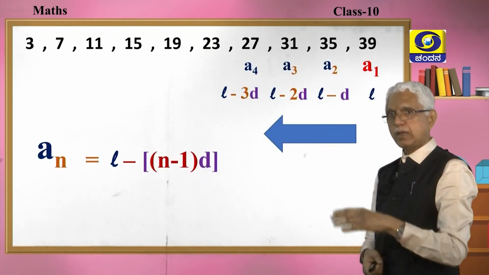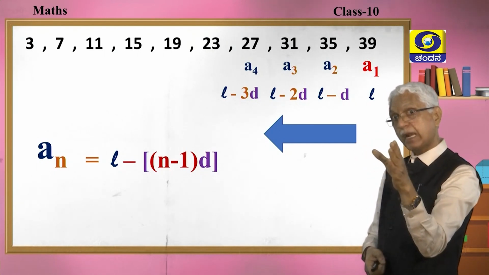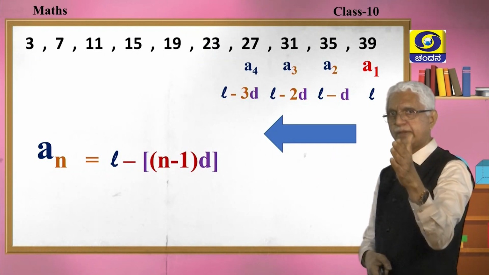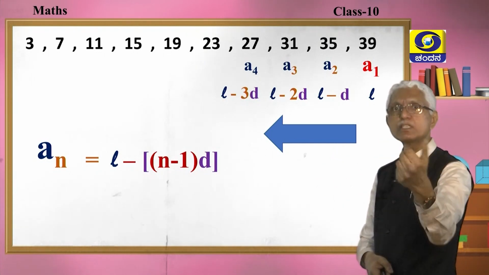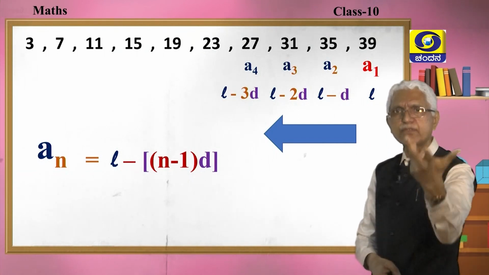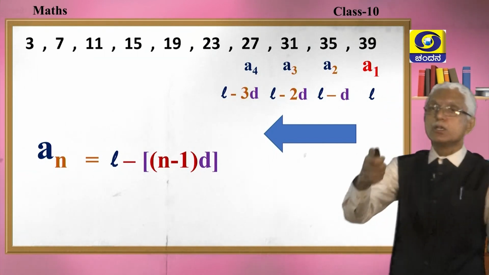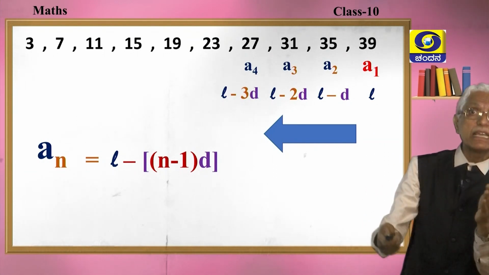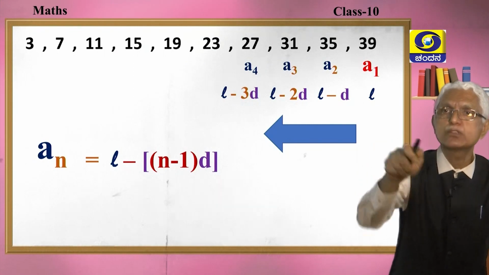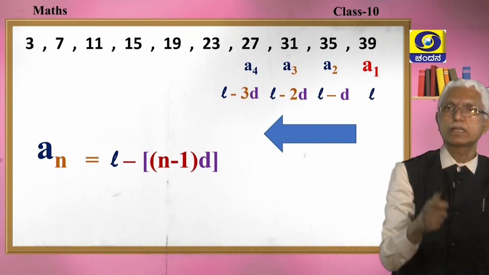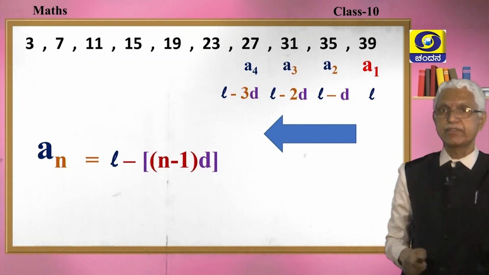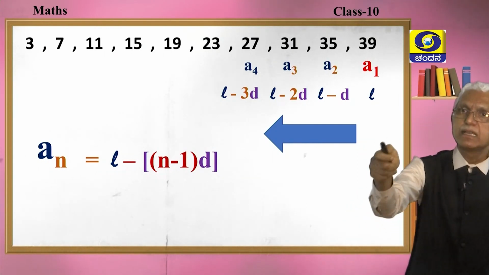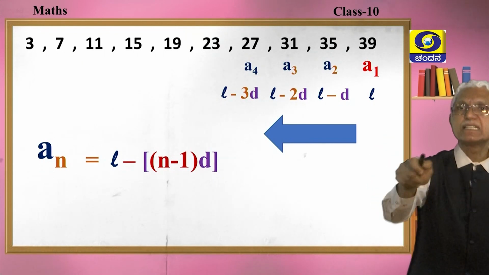L is the last term. How did you get 35? Subtracting the difference. What is the difference? Can anyone tell me? 3, 7, 11. Sir, 7 minus 3 is 4. Difference is 4. Sir, 19 minus 15. Difference is 4. Yes, common difference is 4. So, 39 is the last term. What is the preceding term? L minus D. 39 minus 4, 35. 35 minus 4, 31. 31 minus 4, 27. So, you go on subtracting the difference. L minus D, L minus 2D, L minus 3D.